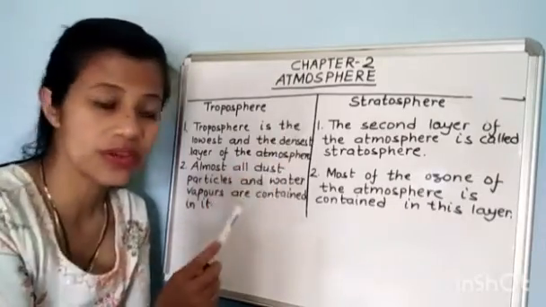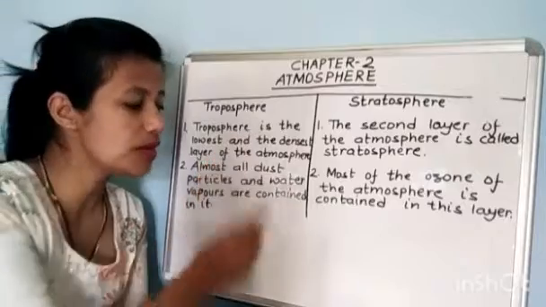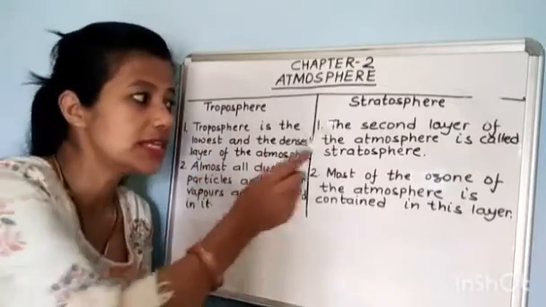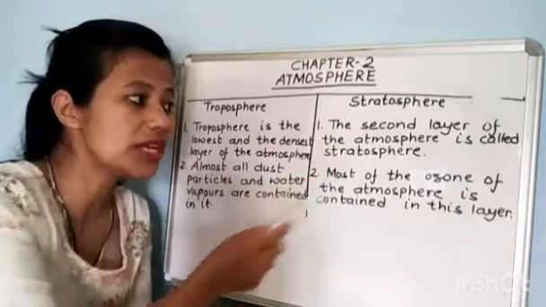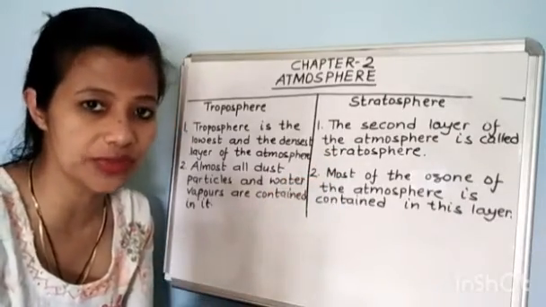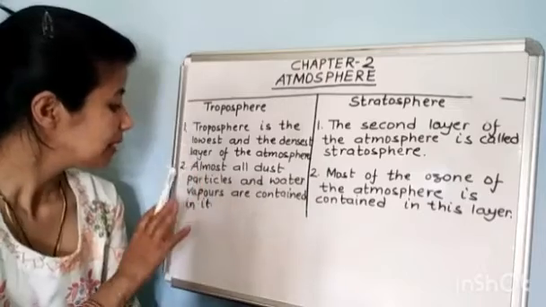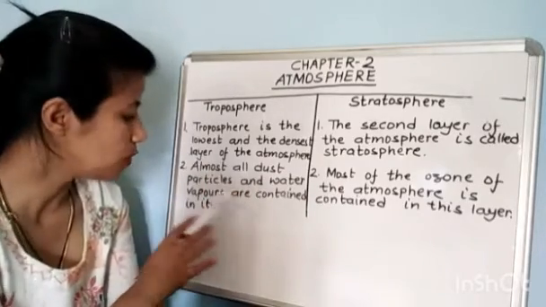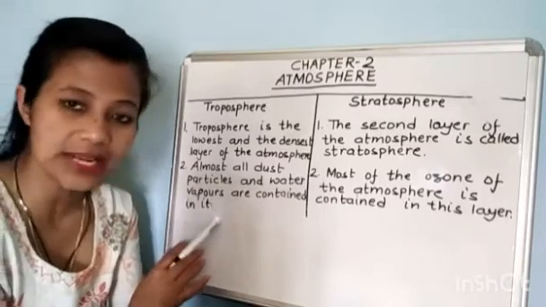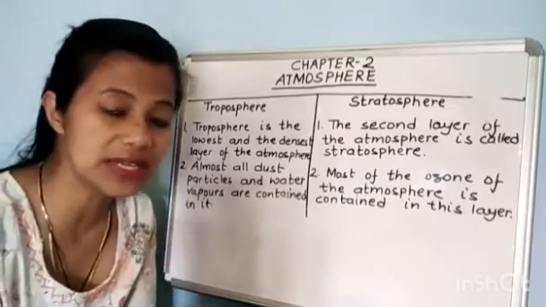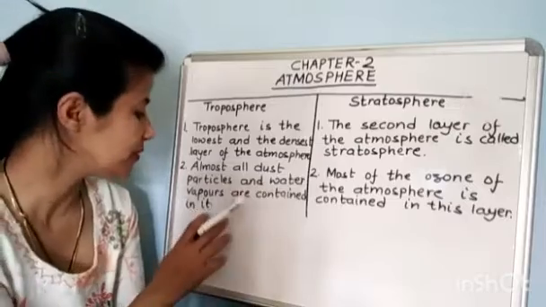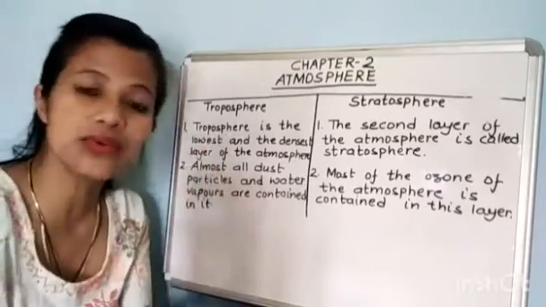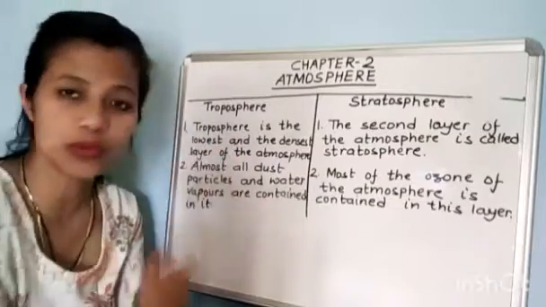Then the stratosphere. After the troposphere, which layer comes? The stratosphere. It means the second layer of the atmosphere is called the stratosphere. The second point: almost all dust particles and water vapors are contained in this layer. Which layer? The troposphere.